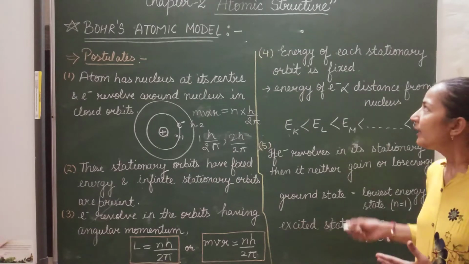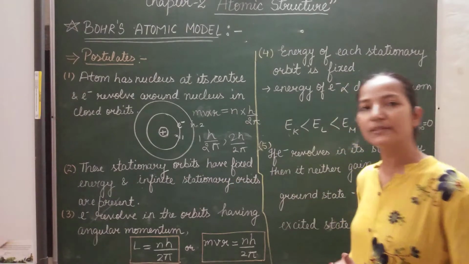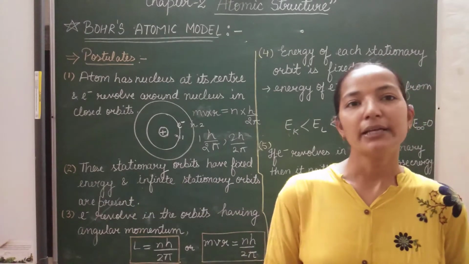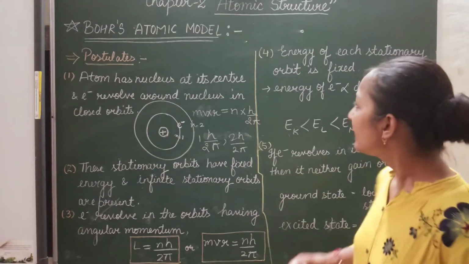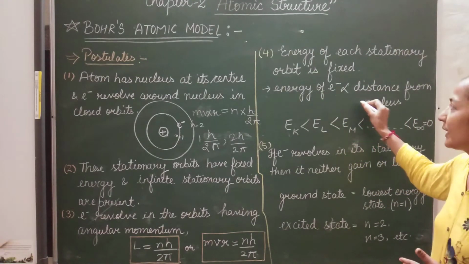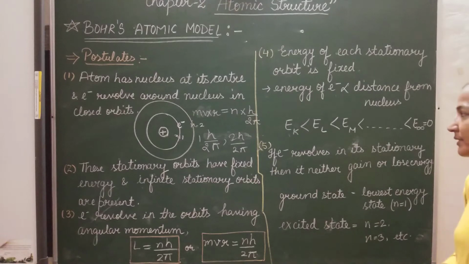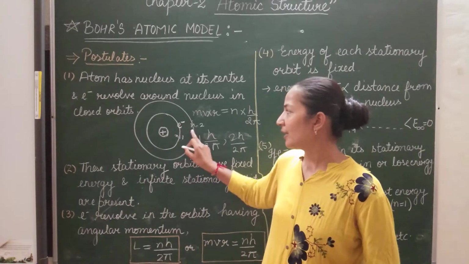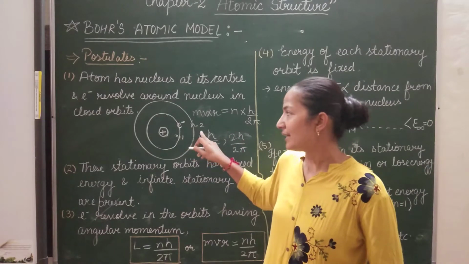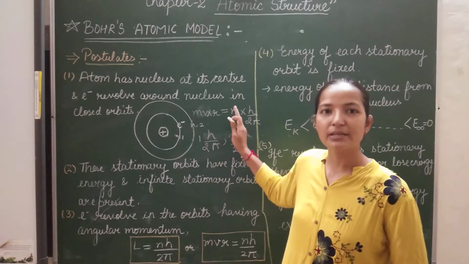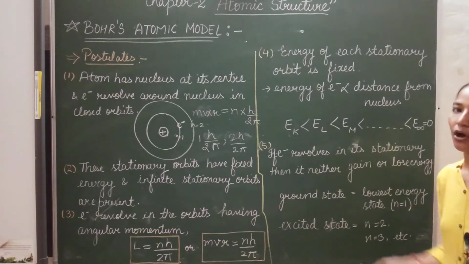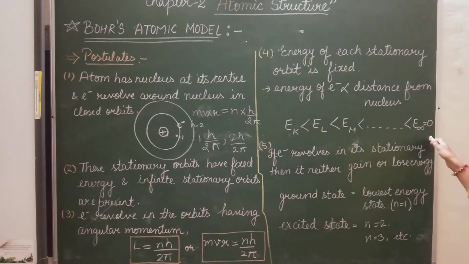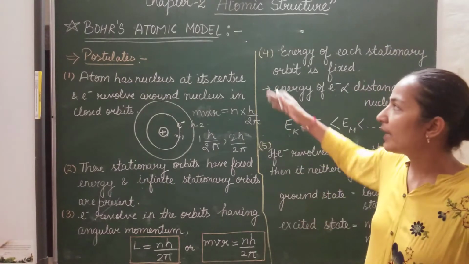After that, he told that the energy of each stationary orbit is fixed. But if the distance from the nucleus increases, then the energy will also continuously increase. That means the energy of the electron increases with the distance from the nucleus. For example, n is equal to 1 is the closest shell to the nucleus, n is equal to 2 is at a greater distance, and in the same way, as the distance increases, the energy of the orbit and of the electron in it continuously increases. At infinity, the energy will be zero.